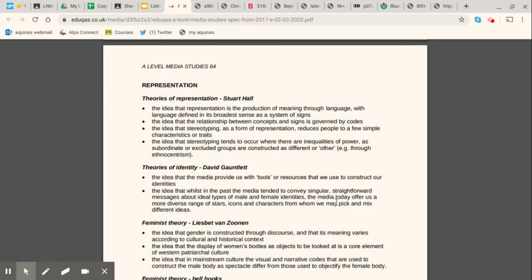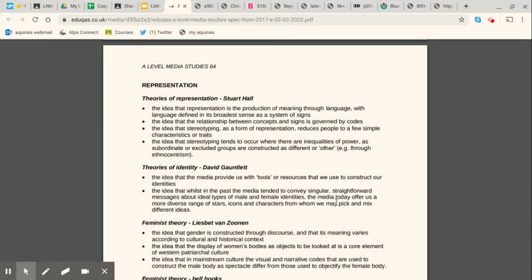Stuart Hall also says that stereotyping tends to occur where there are inequalities of power. Now, if you are doing the film brief, this might be of particular interest to you. It would be nice if you could show an inequality of power, perhaps through race, class, or religion, if you were doing the film brief.